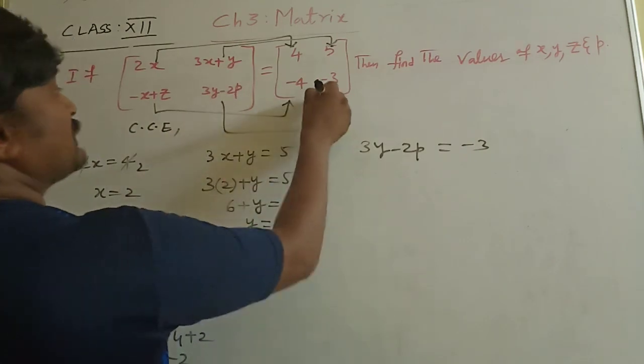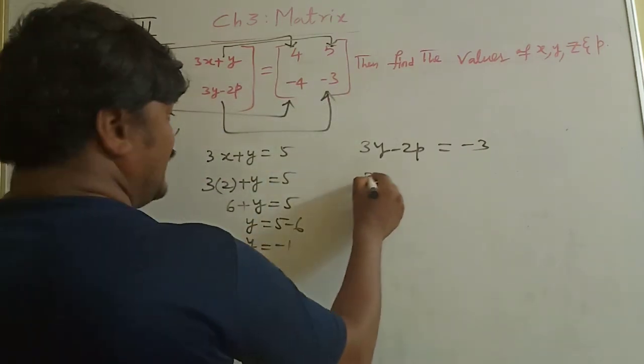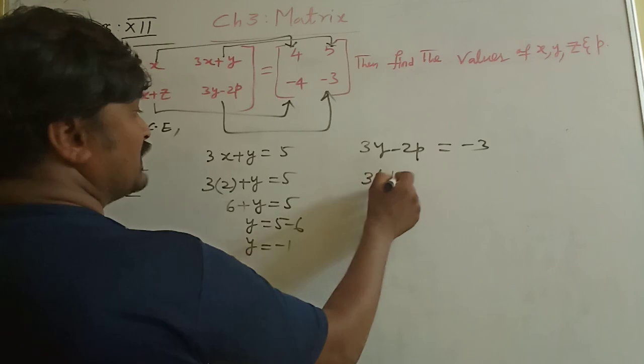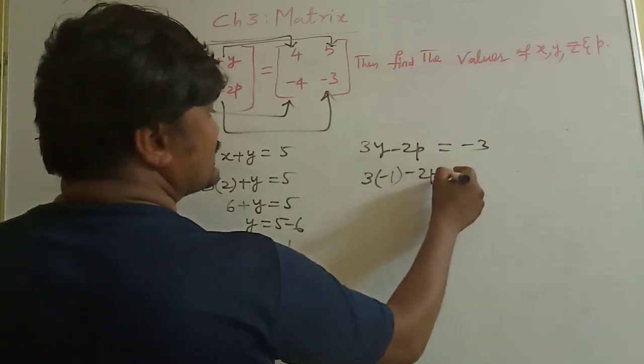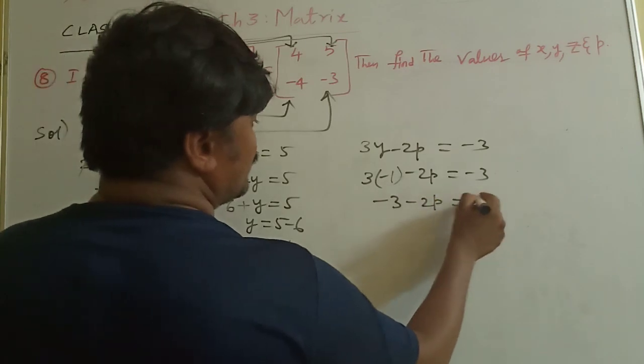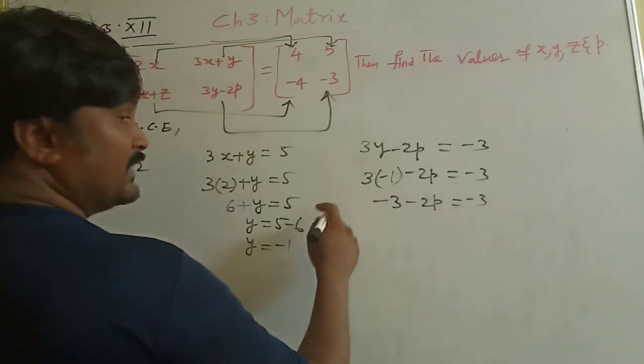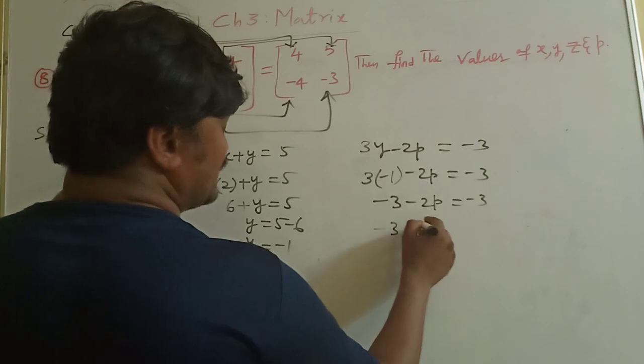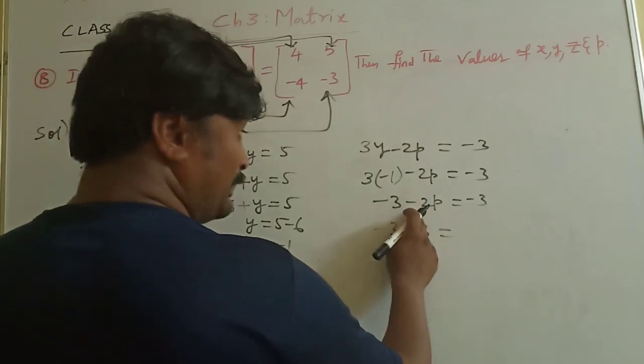Next one, comparing corresponding elements, the last one. So 3 into what is your y? Minus 1. Minus 2p is equal to minus 3. Minus 3 minus 2p is equal to minus 3. Minus 3 comes here, plus 3. So minus 3 plus 3 is equal to, here, minus 2p.